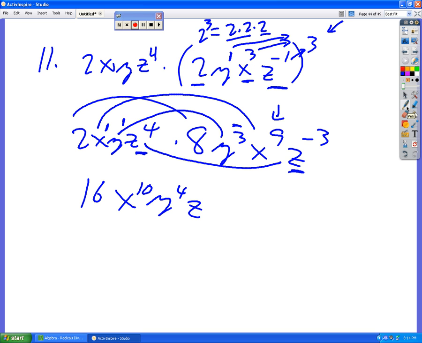Do I have any negatives to drop? No. So my answer is fine. I have all positive exponents, and I don't have a fraction. And that's your answer for 11.